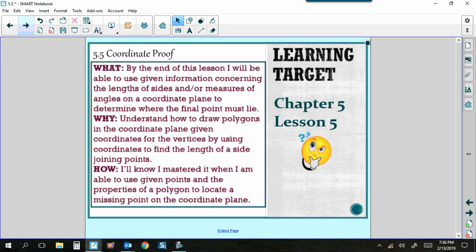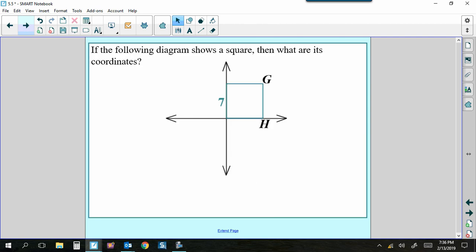So how will you know it? Well, you'll know you've mastered it when you can take a given set of points and your knowledge of properties of a polygon and you can locate missing points on a coordinate plane. So let's go ahead and get this show on the road. So I started out by doing it with numbers.